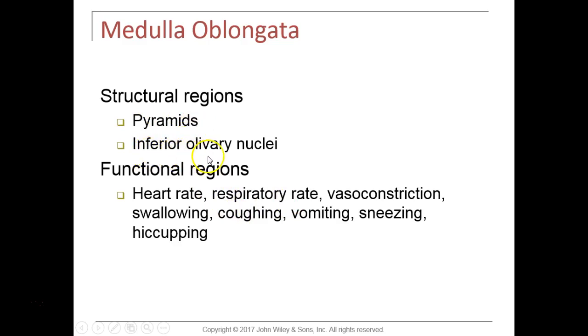We also have the inferior olivary nuclei, which are involved in particular reflexes that help coordinate skeletal muscle contraction. But overall, there are special centers in the medulla that we get into in a little more detail in A&P2. But located in the medulla oblongata are the centers that regulate cardiac activity, regulate respiratory activity, and are involved in vasoconstriction, which is a decrease in vessel diameter. Swallowing, coughing, vomiting, and sneezing and hiccuping reflexes are also all initiated from the medulla oblongata.